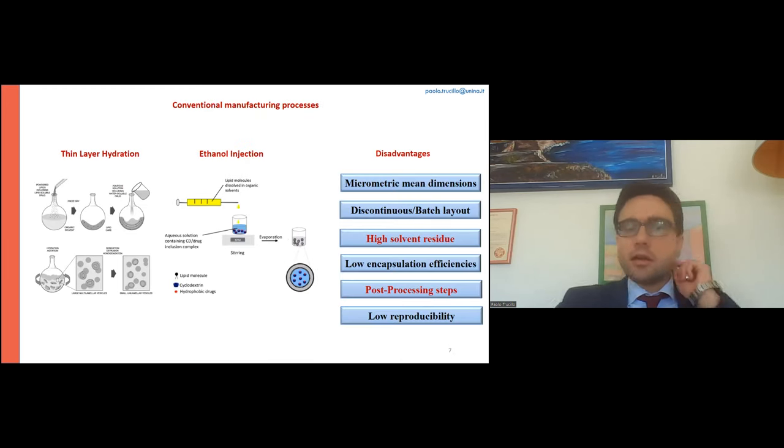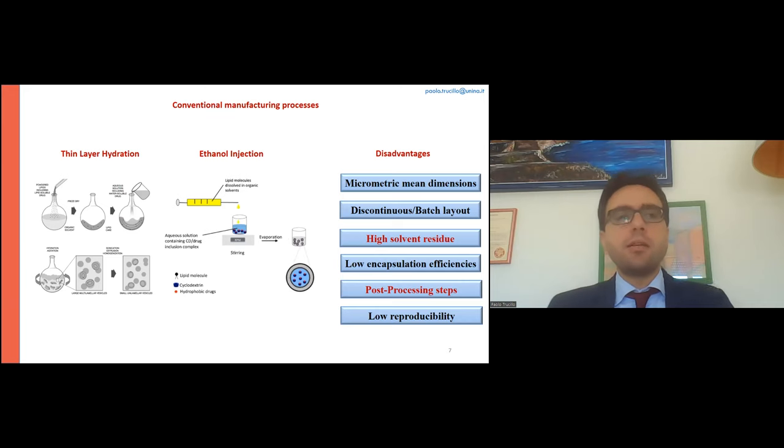Since I am a chemical engineer, I have some expertise on the production processes for these liposomes. As we know very well, there are two main conventional techniques: thin layer hydration, just the dissolution of phospholipids in an organic solvent, evaporation, and then hydration with water and the hydrophilic compound. Ethanol injection is a bit different. We have a syringe in which lipids dissolved in organic solvent are added drop-wise to an aqueous solution. But these methods suffer from many drawbacks.